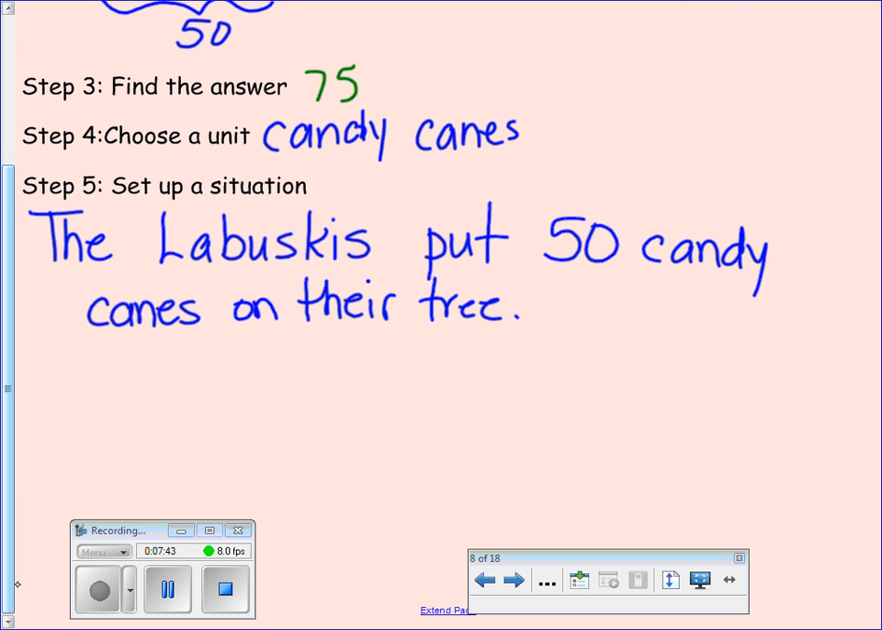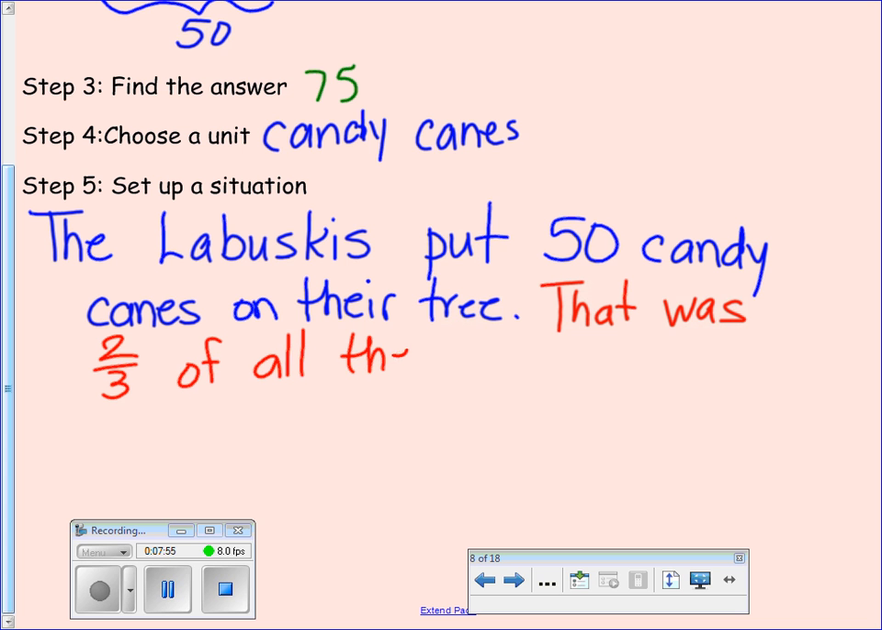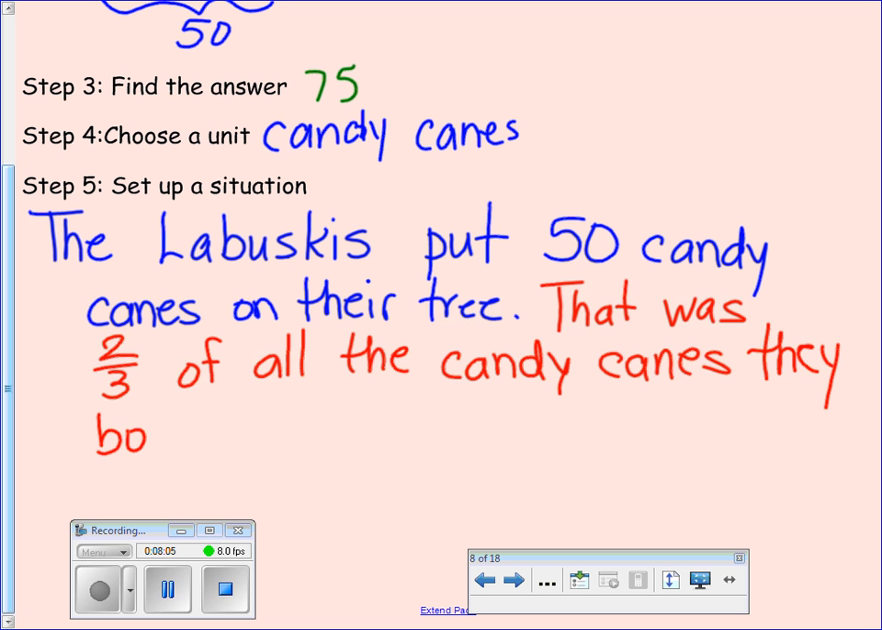2/3. That was 2/3 of all the candy canes they bought. Not true. I didn't count. Not quite that many. They don't have a tree yet. Our tree is up, but it's not decorated.